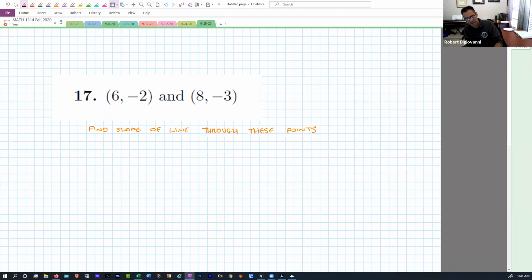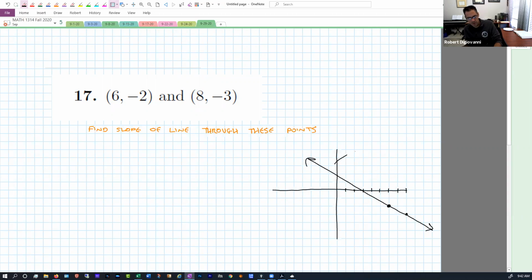I'm just going to graph this. And so let me graph the first point. I go out to the right 6, 1, 2, 3, 4, 5, 6, and I go down 2 and have a point there. Then the other point, I go out to the right 8 and I go down 3, which is here. And so I have a line through those 2 points.